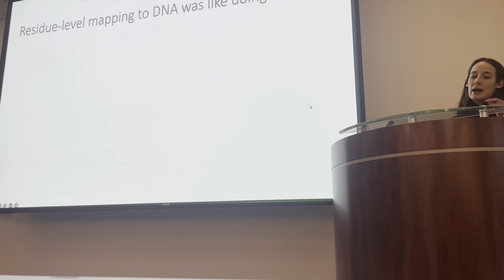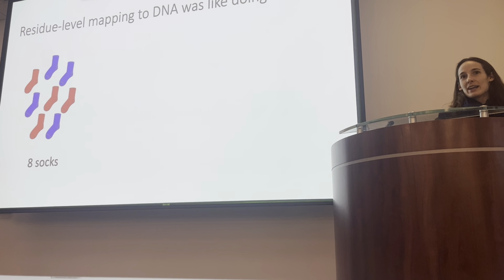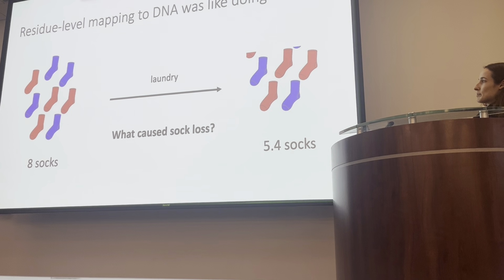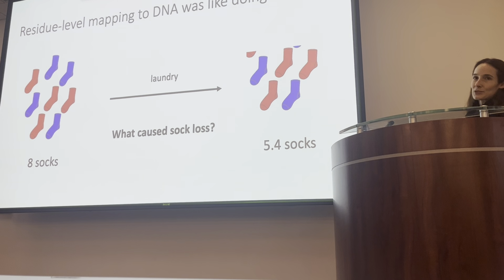So residue level mapping to DNA is like doing laundry, where you might have 8 socks at the beginning, and after the laundry, you have 5.4 socks. So my question with mapping was really, at the beginning, what caused sock loss or residue loss, and can this loss be prevented?